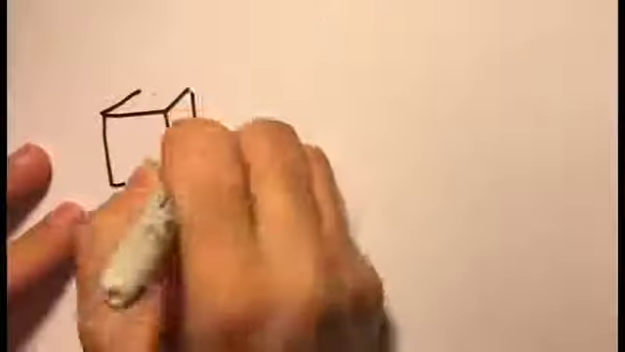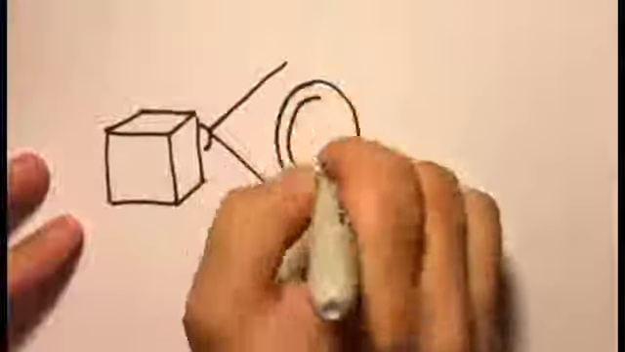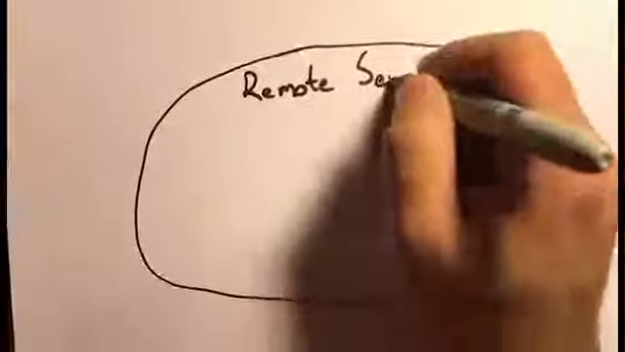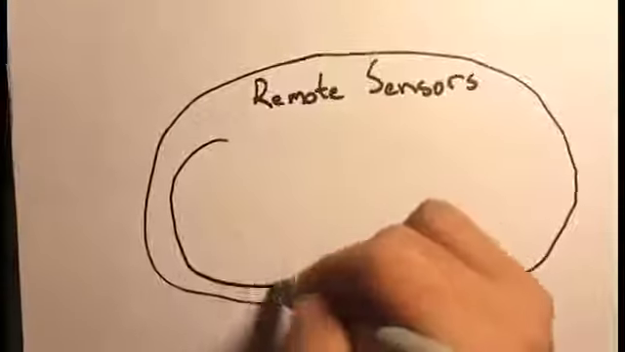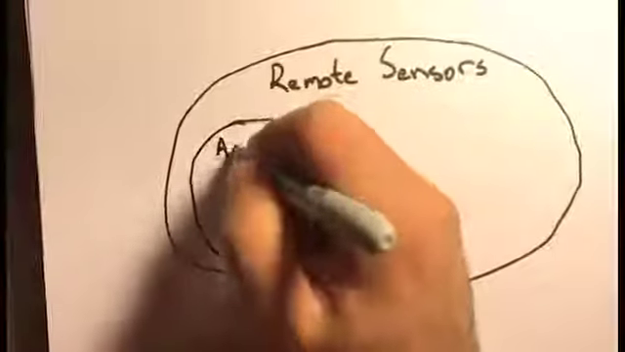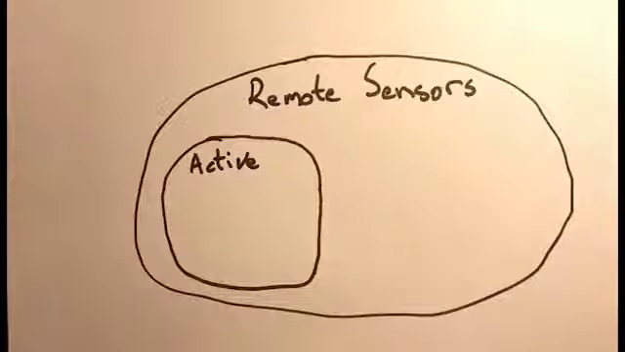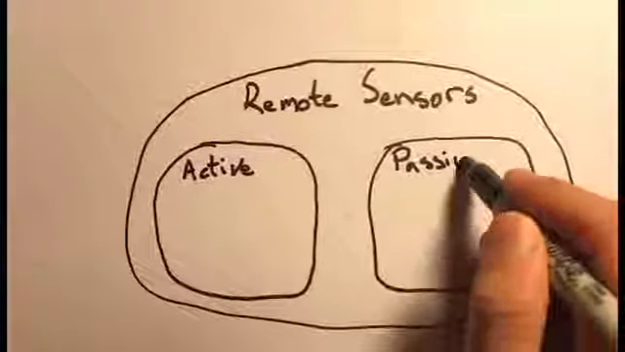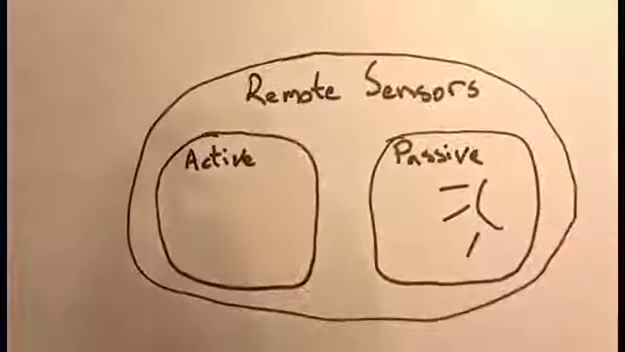Remote sensors are devices that measure some physical characteristics of a target without making direct contact with them. There are two broad categories of remote sensor, active and passive. Active sensors contain an emitter and a receiver. The emitter emits some kind of signal, and the receiver measures some aspect of the signal that is returned to draw conclusions about the target. A passive sensor, however, does not have an emitter and relies on the environment to act as an emitter.